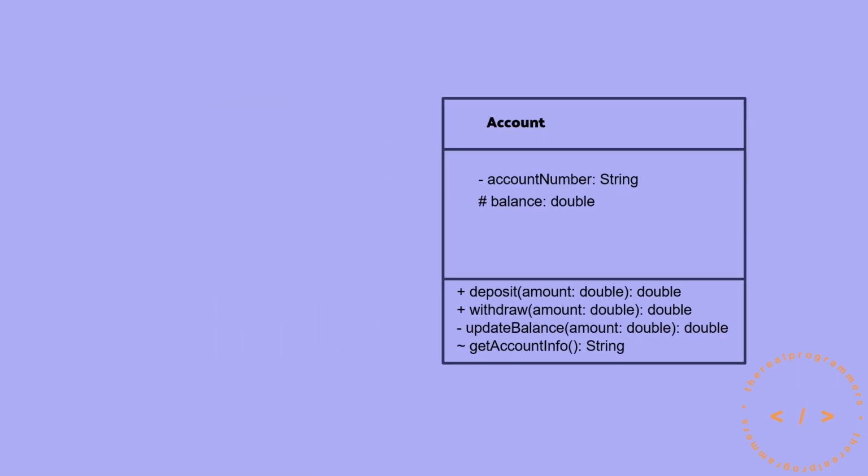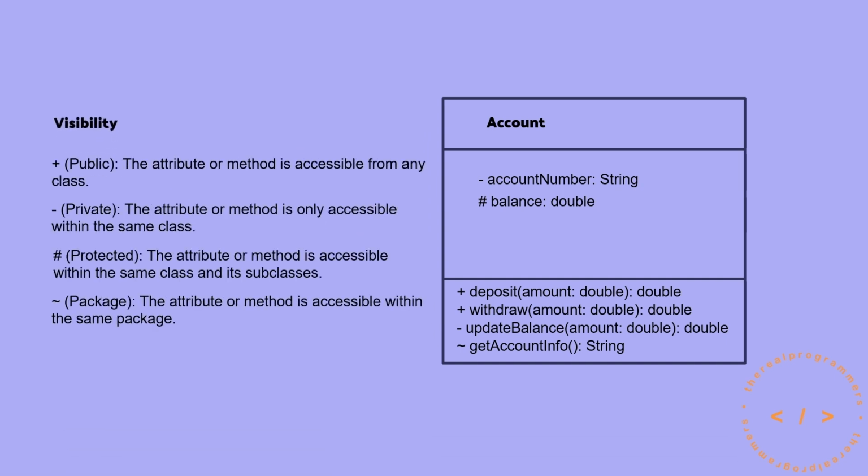You might be wondering about the symbols in the beginning of each attribute and method. They represent the visibility of these attributes and methods. There are 4 symbols to denote 4 different types of visibilities in the object-oriented system design. The plus symbol is used to denote that the method or attribute is publicly accessible from any class. The minus or hyphen symbol is used to denote that the method or the attribute is private, which means that they are only visible within the same class.